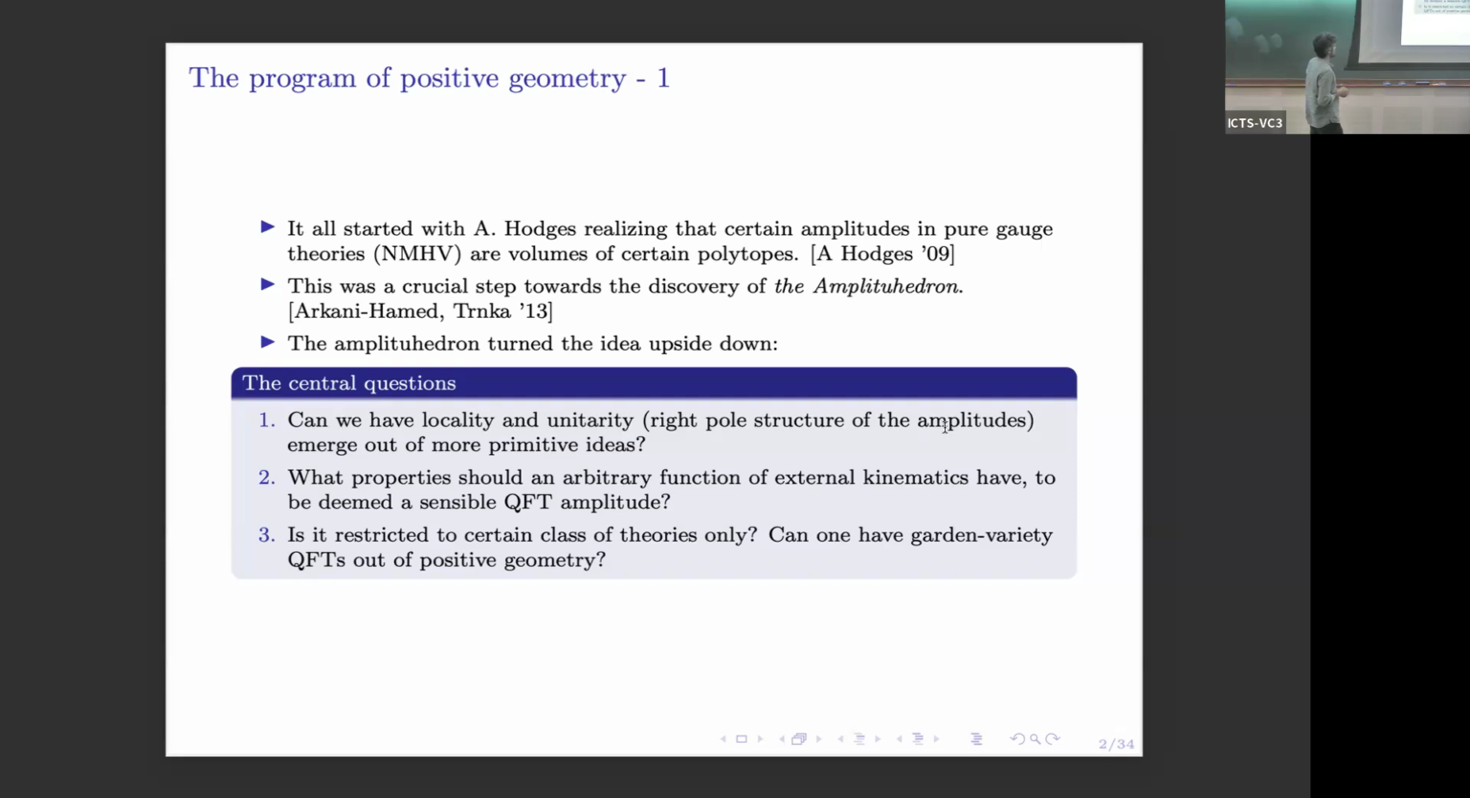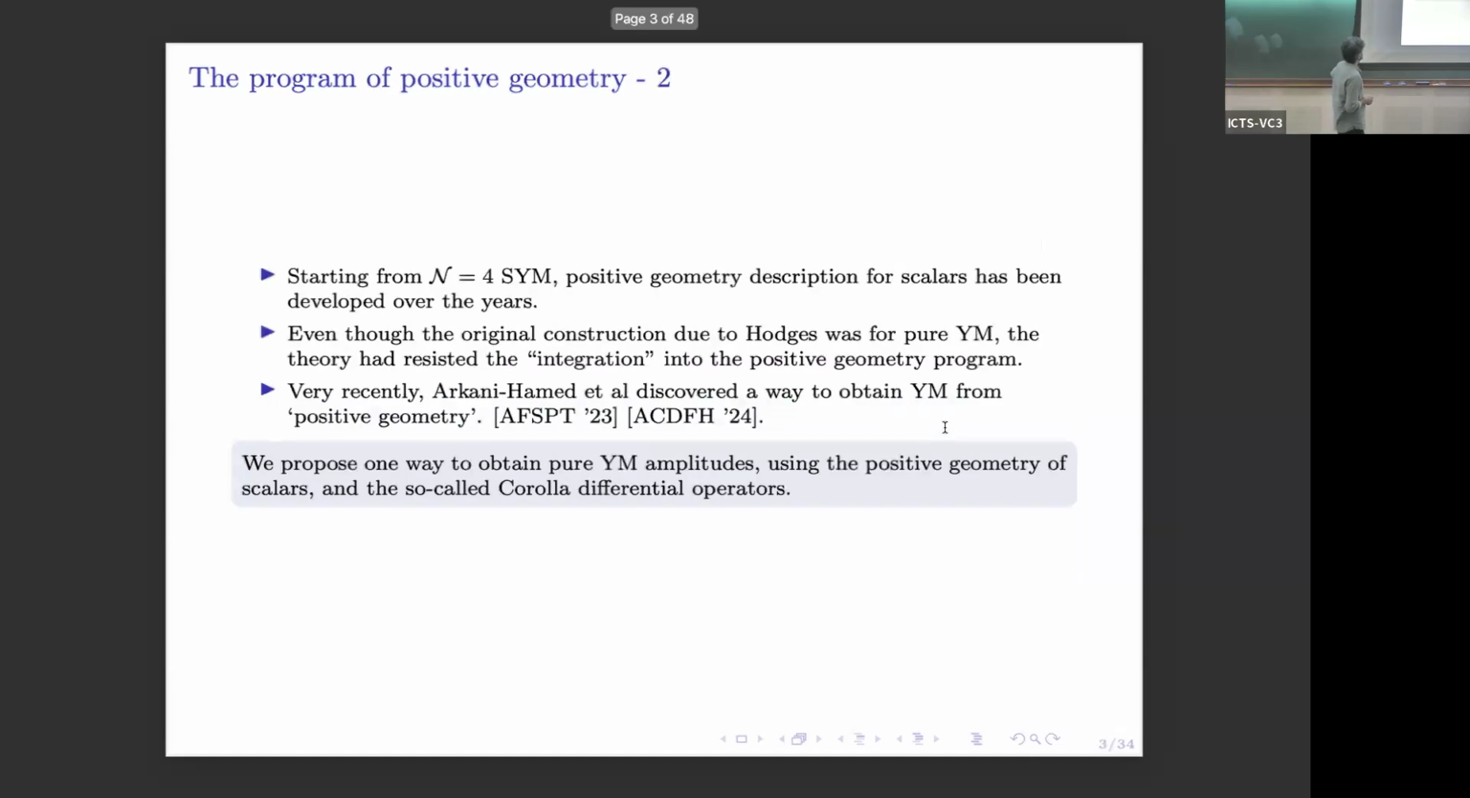Another big question is whether this program is restricted to only a certain class of theories, or whether one can have garden variety QFTs out of positive geometry. If you ask me whether you can get the Standard Model with an arbitrary set of matter particles out of a positive geometry program, okay? So yeah.